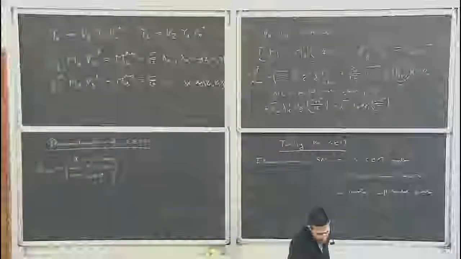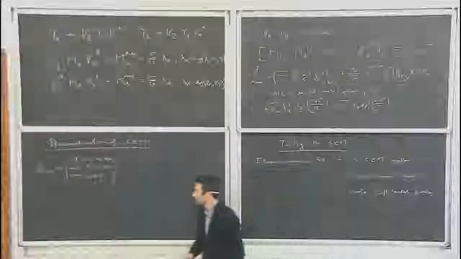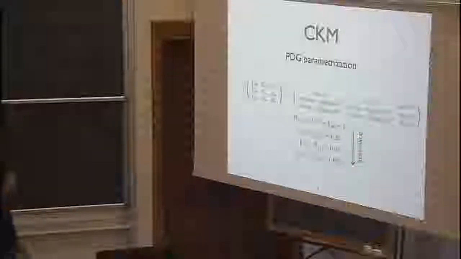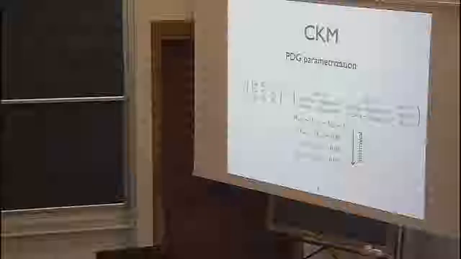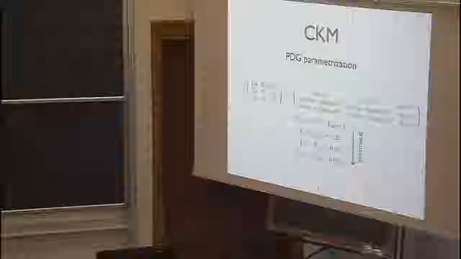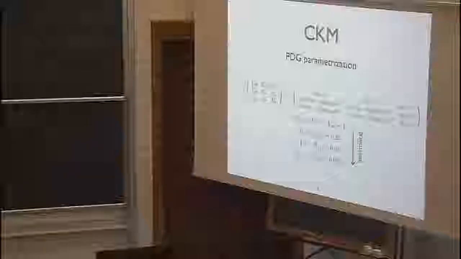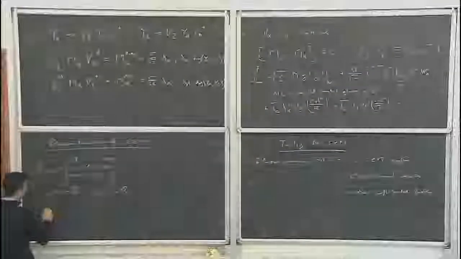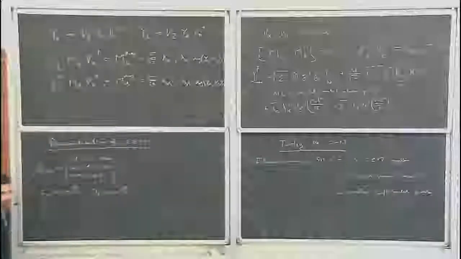And this fact is used by the so-called Wolfenstein parameterization. In the PDG parameterization, you will see the C's and the S's denote the sines and cosines of angles. So C12 defines the cosine of the 1,2 angle, and respectively S12 is the sine of this same angle, and the same for 1,3 and 2,3. Okay?